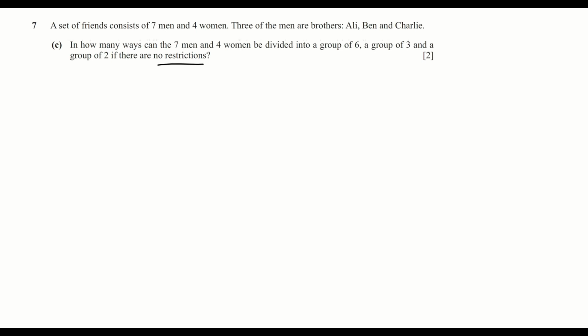However, there are restrictions on the number of people in each group. Group 1 has to have 6 people. Group 2 has 3 people. And Group 3 has 2 people. We have 7 men and 4 women, which gives us a total of 11 people. For Group 1, we have a restriction of 6. So I can say 11C6. After filling Group 1, I've now used 6 people, so I'm left with 5.